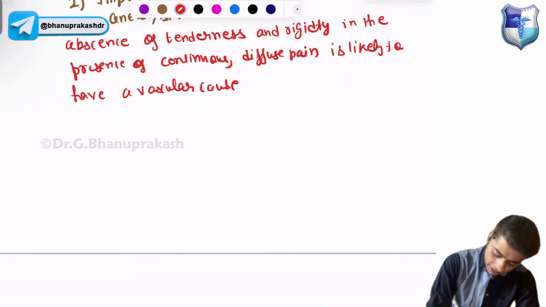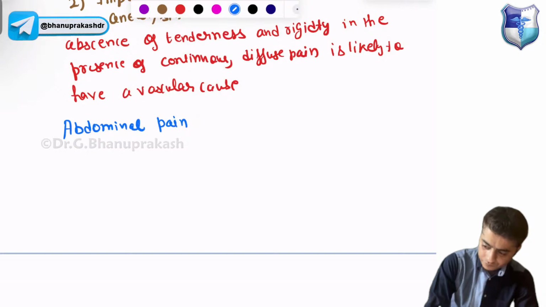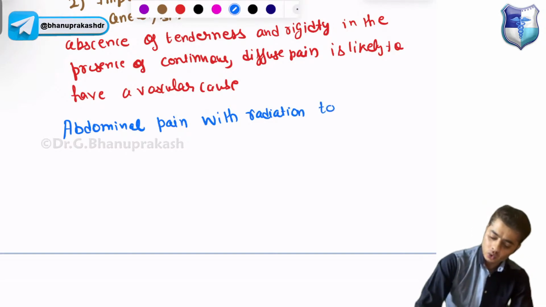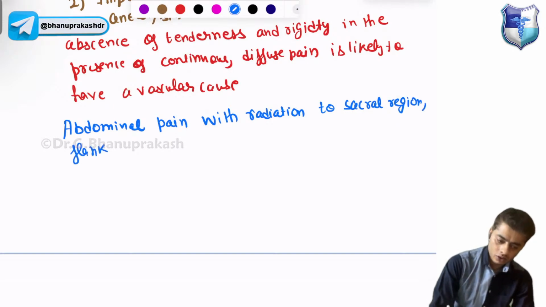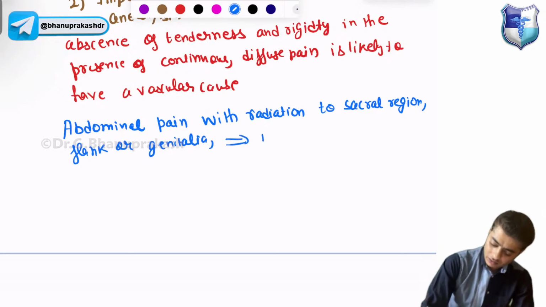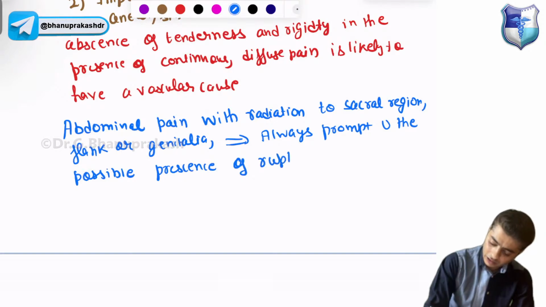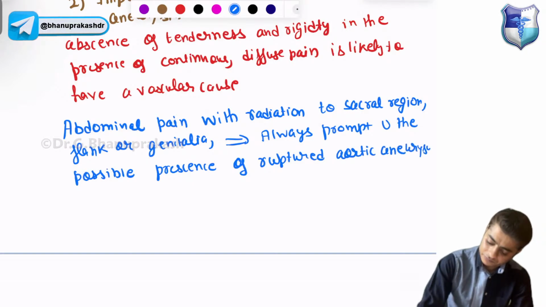And one more thing is that abdominal pain with radiation to the sacral region, to the flank, or to the genitalia should always prompt you to the possible presence of a ruptured aortic aneurysm. Okay.